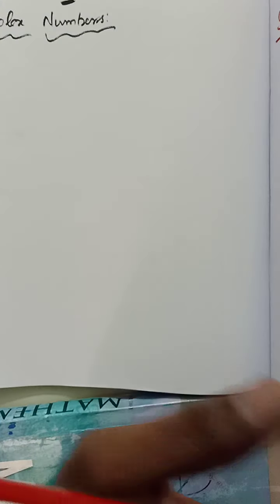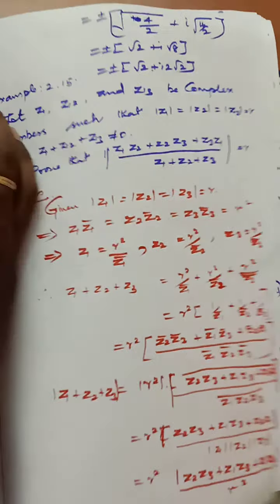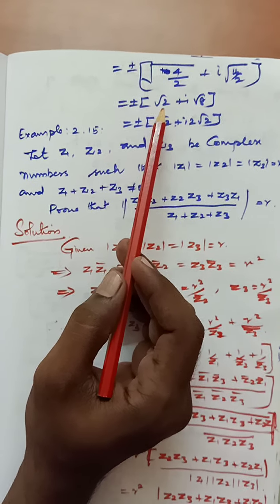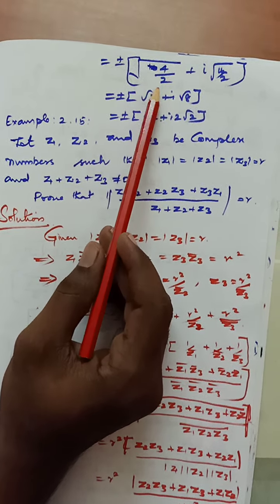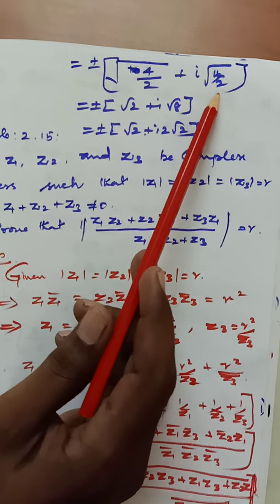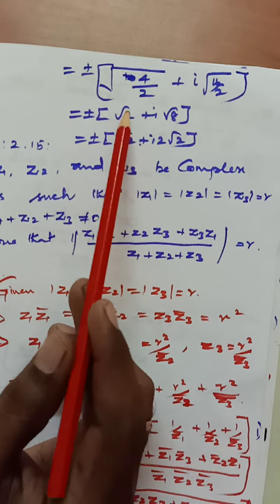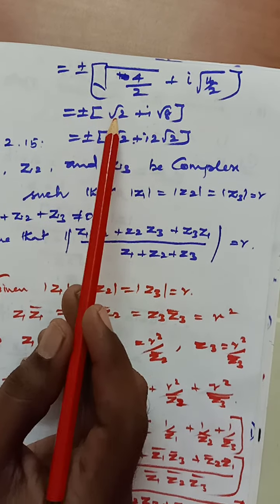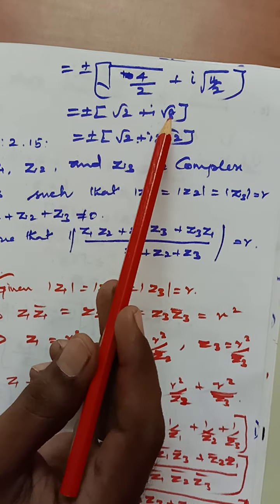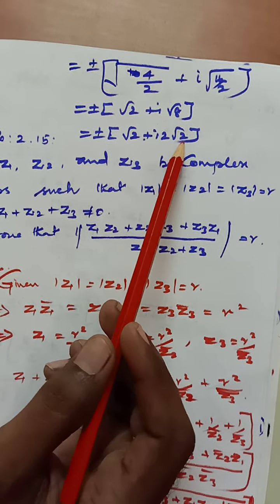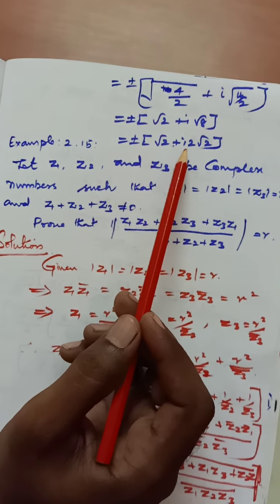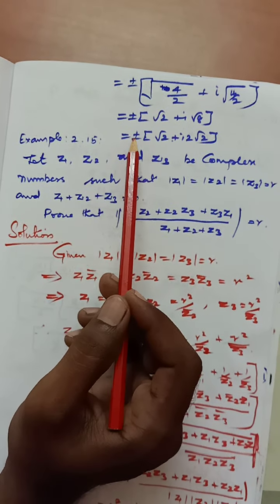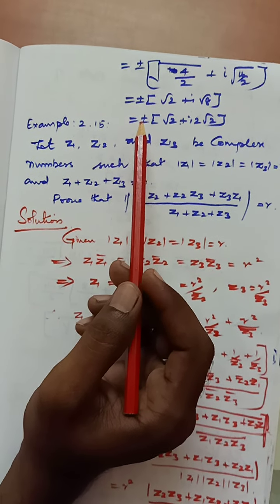So your answer will be plus or minus root of 4 by 2 plus i into root of 16 by 2. So root of 4 by 2 becomes root 2, and 16 by 2 is 8, root 8 is 2 root 2. So your square root is plus or minus (root 2 plus i into 2 root 2). The third question you have to do yourself.